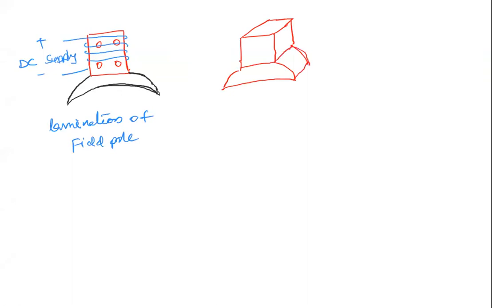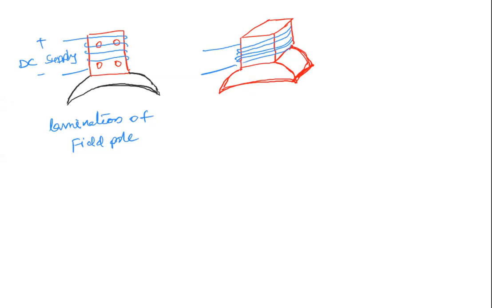Okay. So the field pole shoe is a semicircular one. Over this we keep a winding. These are made of iron only, soft iron maybe.